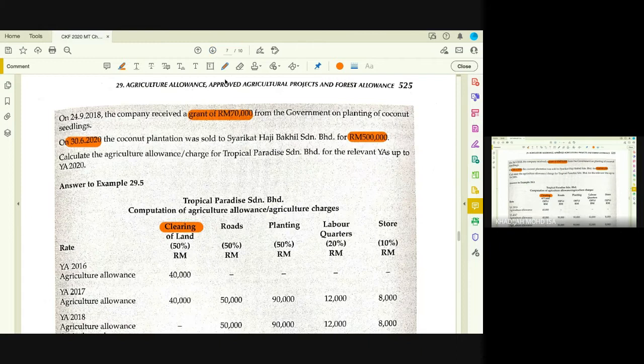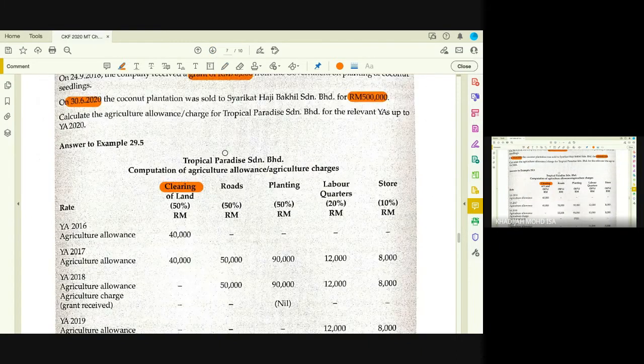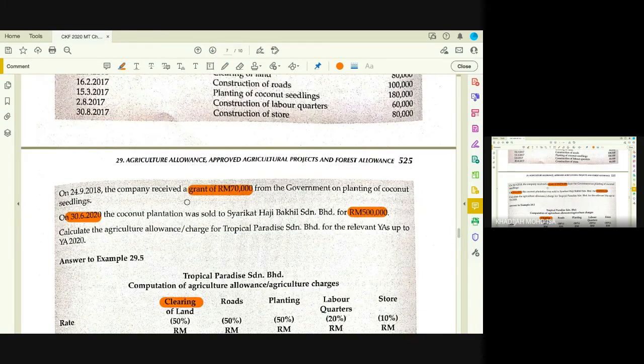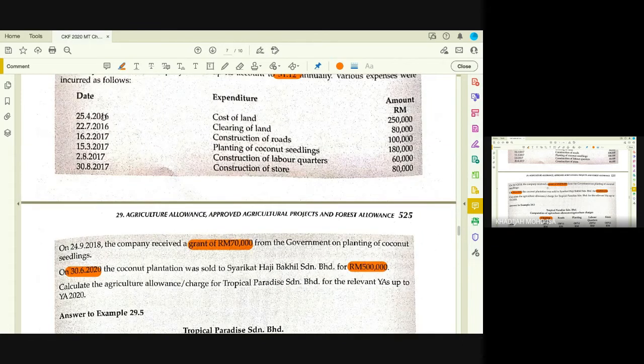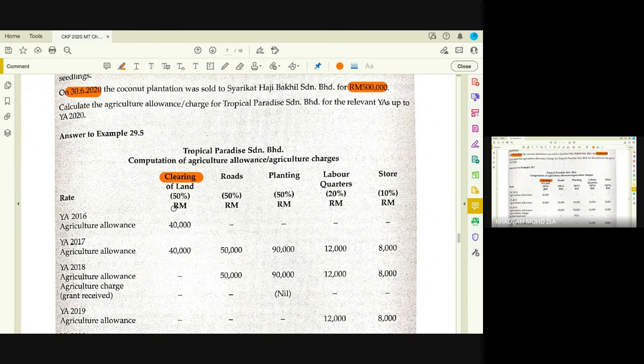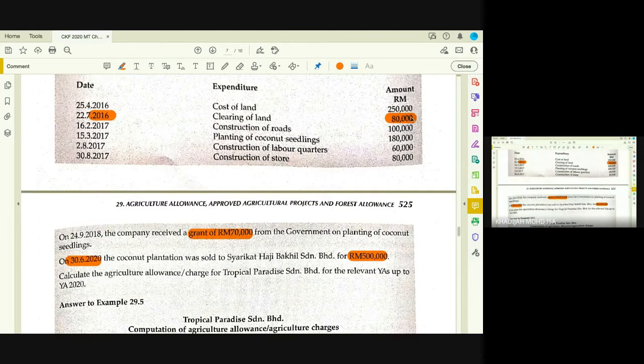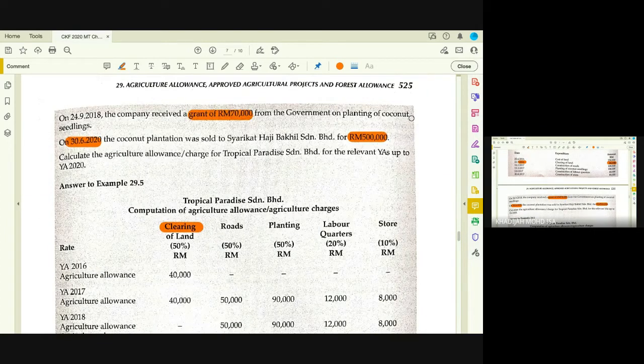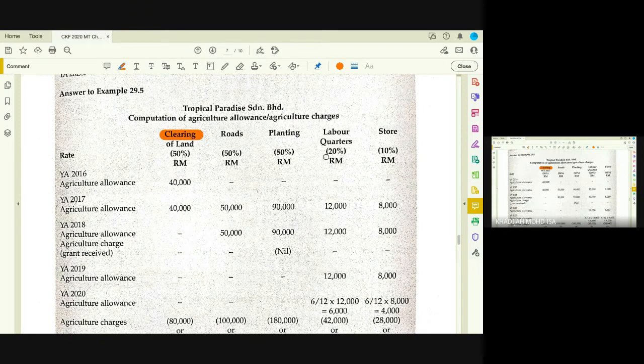All right, so you have the clearing of land at 50%. Because you incurred that in 2016, you're going to claim first in YA 2016 at 50%. 50% of what? 50% of that 80,000. So the capex is 80,000, and you claim 40,000 in 2016 and another 40,000 in 2017. Because it's 50%, 50%, you only claim in those 2 years of assessment.